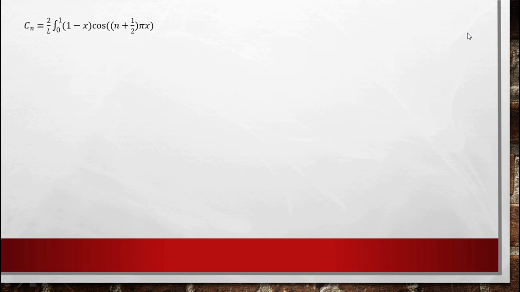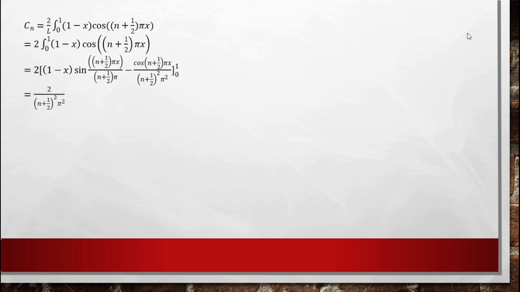cn is equal to 2/L times the integral from 0 to 1 of (1 - x) cos((n + 1/2)πx) dx, and we will get 2 over ((n + 1/2)²π²). So it was shown that the summation from n = 0 to infinity of cn cos((n + 1/2)πx) e^(-(n + 1/2)²π²t), QED, where cn is equal to 2 over ((n + 1/2)²π²). That's all, thank you.